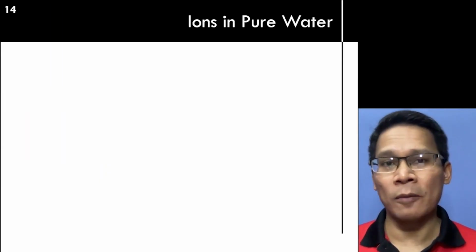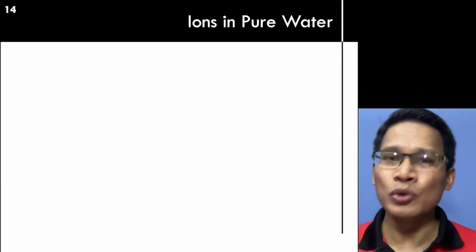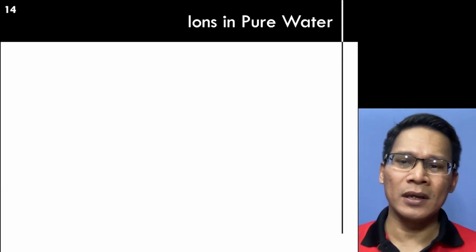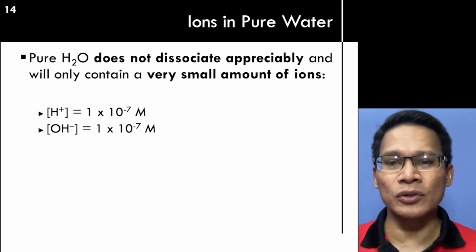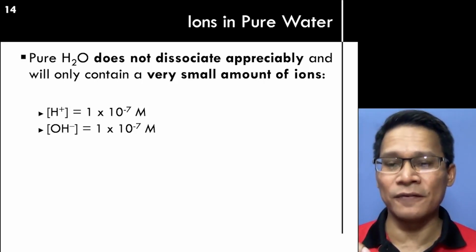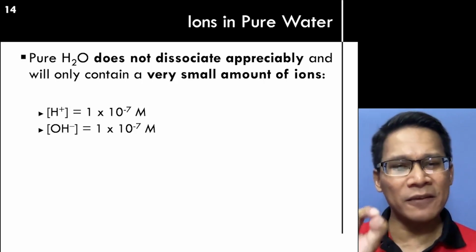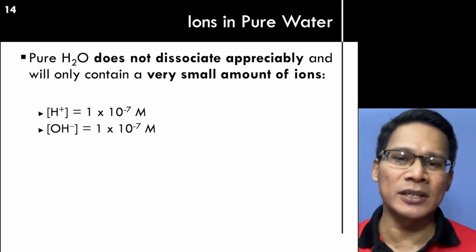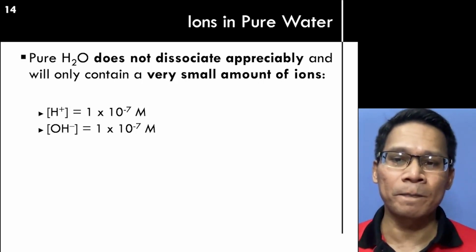Now, how about pure water? Let's just say it is one useless electrolyte. Recall what you have learned in LU5 about the water dissociation constant, Kw. The value at room temperature is just 1 times 10 to the power of negative 14. That means there is a very small amount of hydrogen ions and hydroxide ions in pure water.